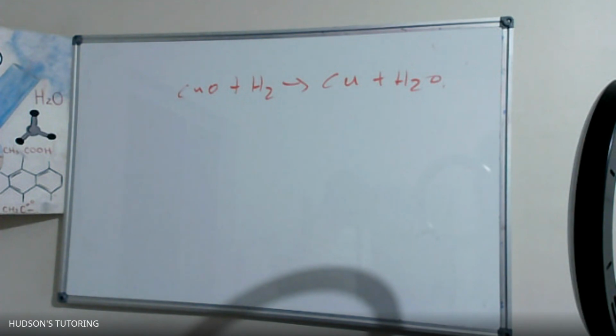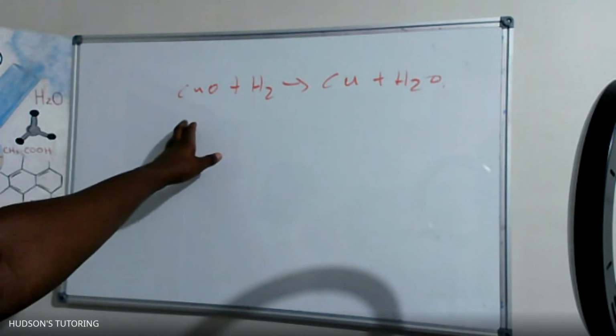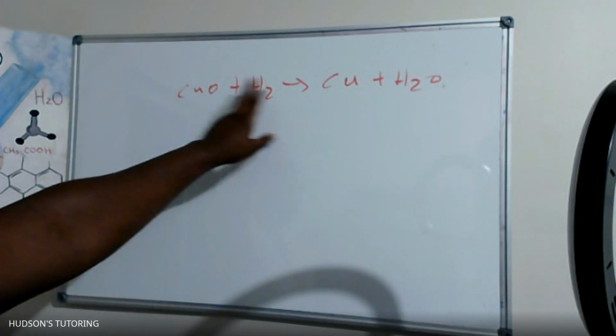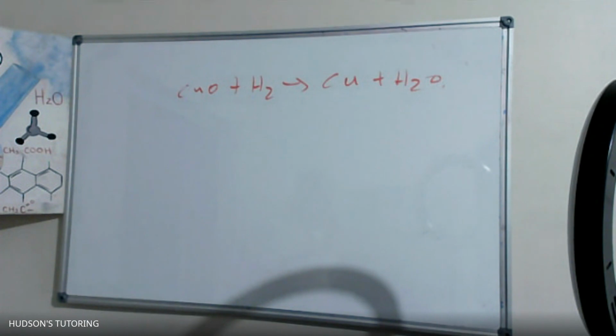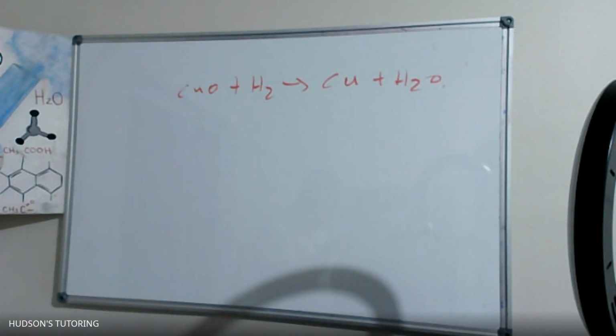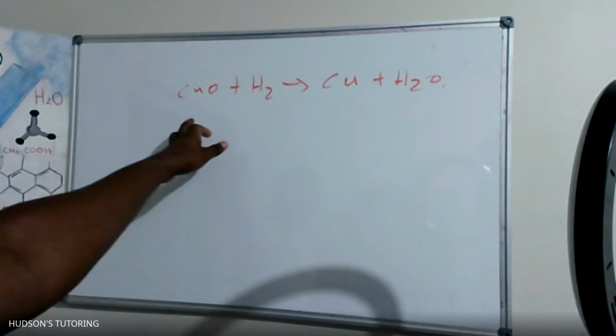Agree? Copper was bonded with oxygen. Now it's just copper. So it loses oxygen. Everybody agree? Good. Yes, sir. Remember, you can define oxidation and reduction in different ways. I'm looking at it now in terms of oxygen.